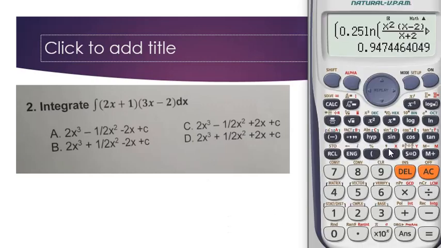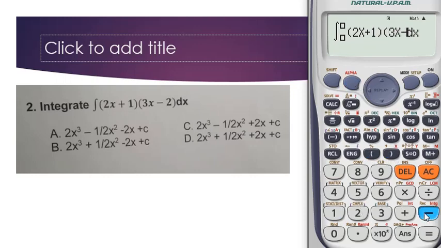So this is a similar question. It's very, very similar. We also have to choose a reasonable limit. So let's do that. We have 2x plus 1, and then you multiply that by 3x minus 2. And then let's choose our limit.